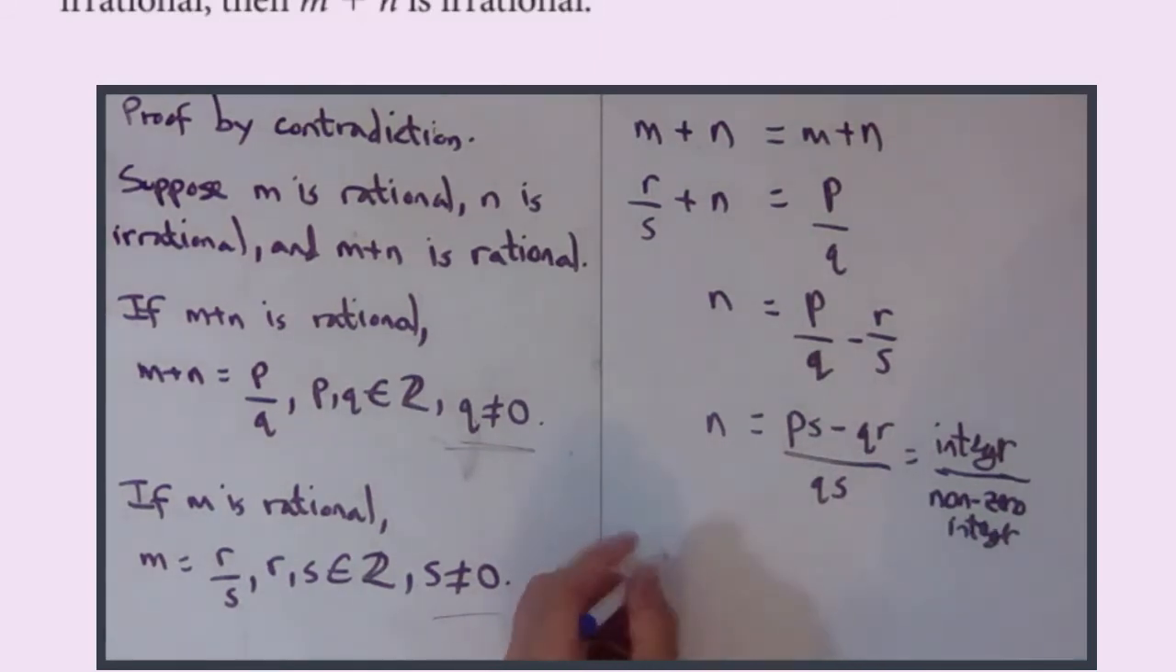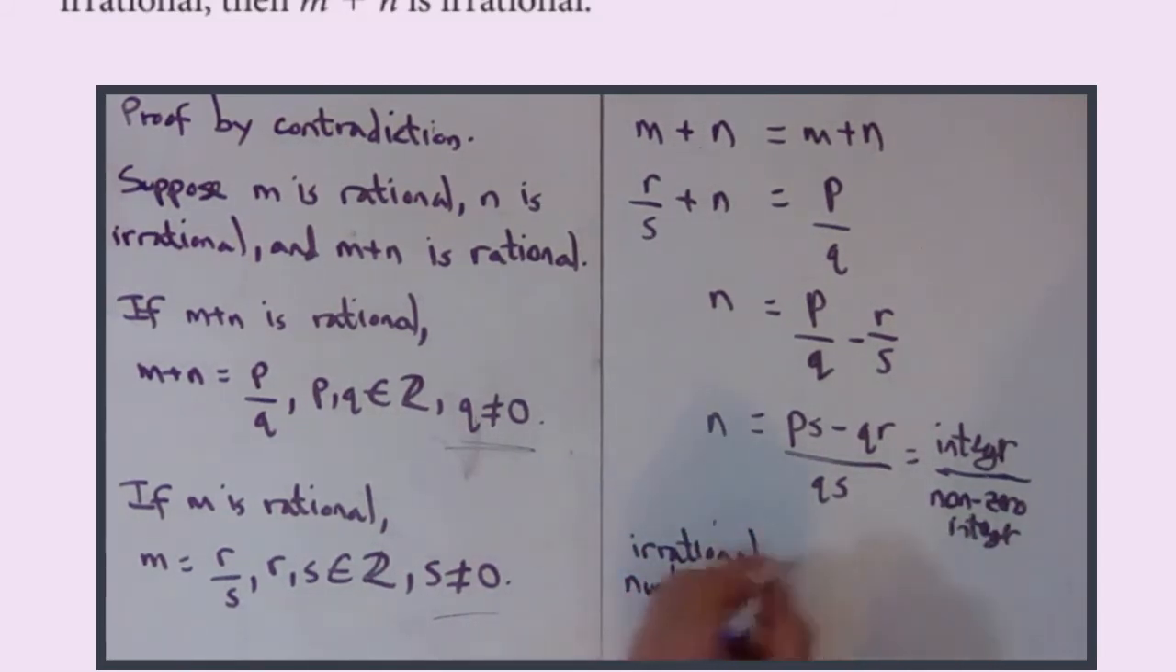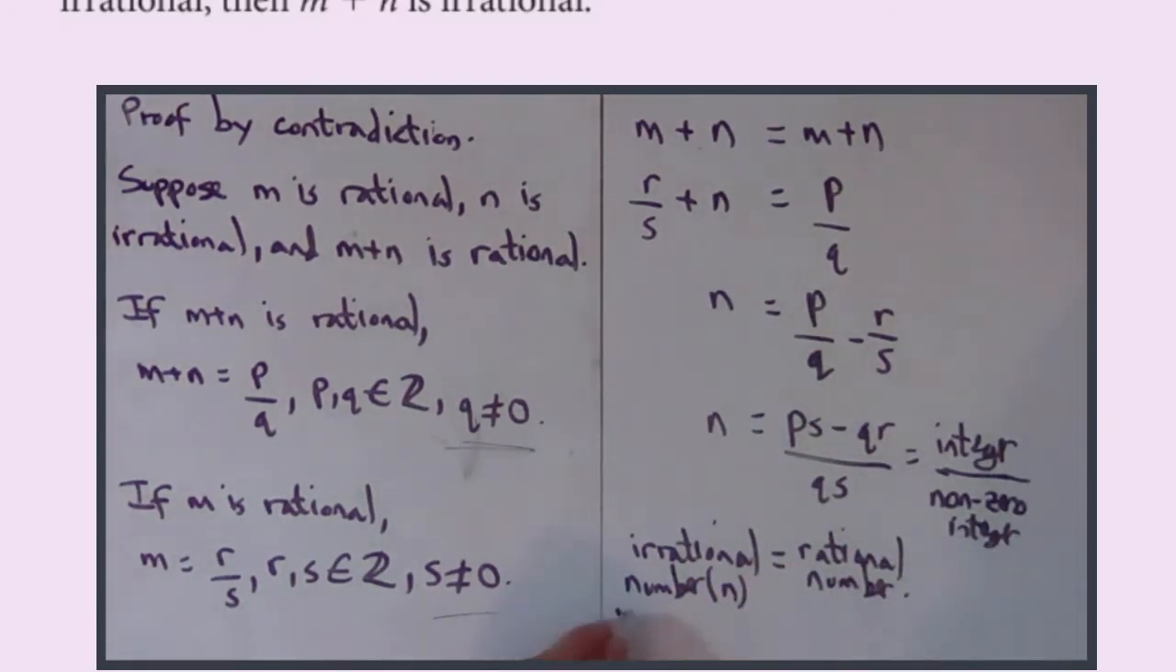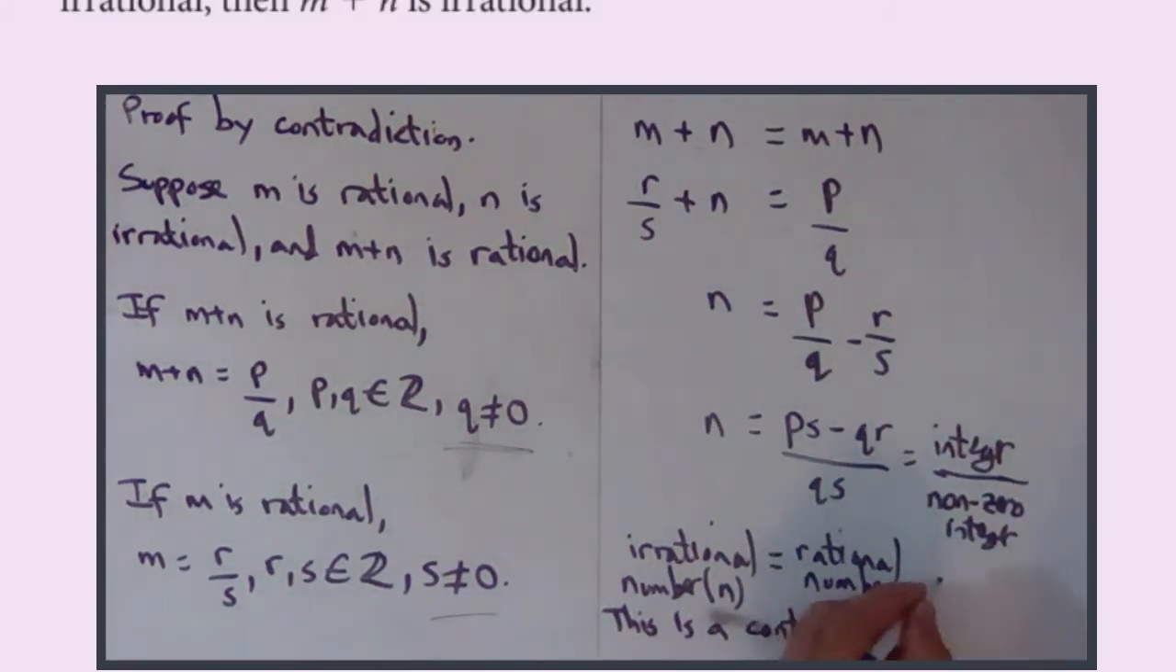Right, so we have an irrational number, which is n, equals a rational number. This is a contradiction. Which means that m plus n must be irrational. Okay, so we have proved this by contradiction.